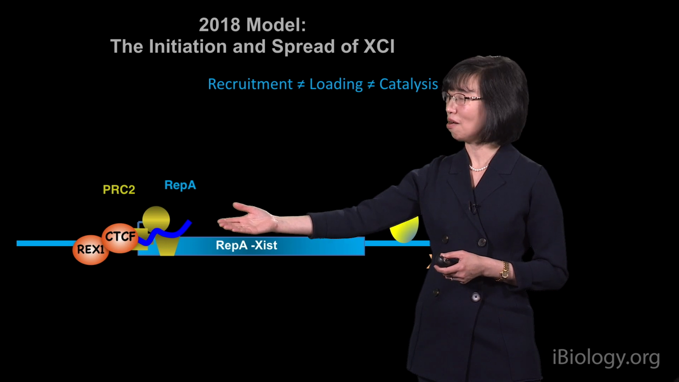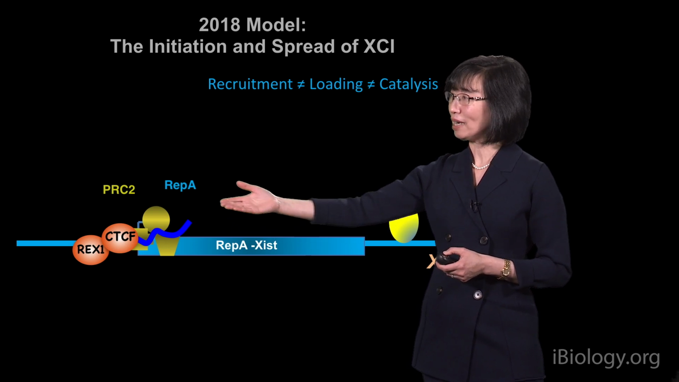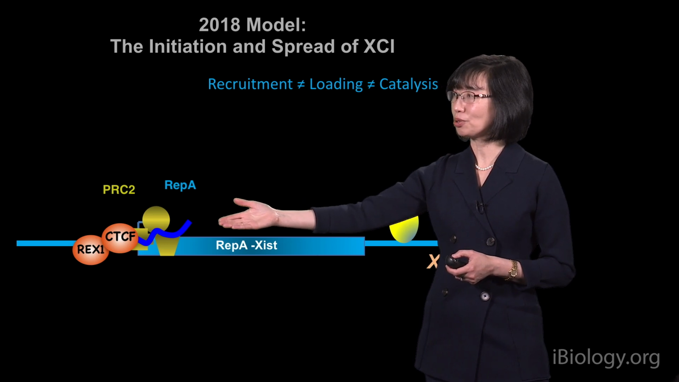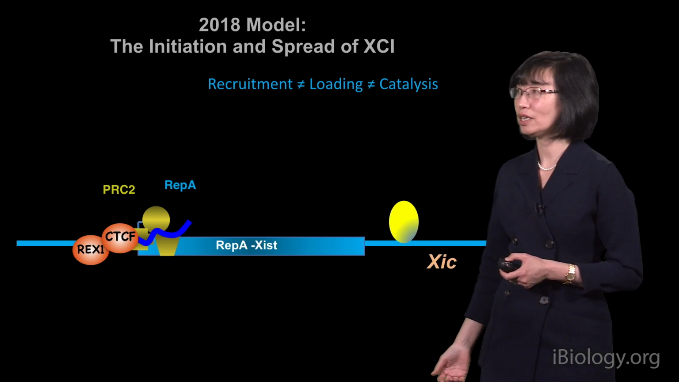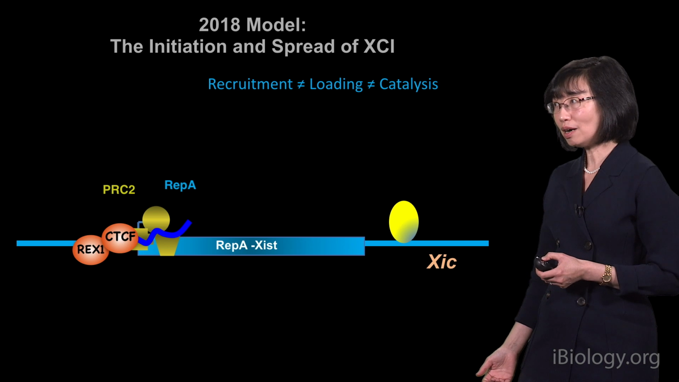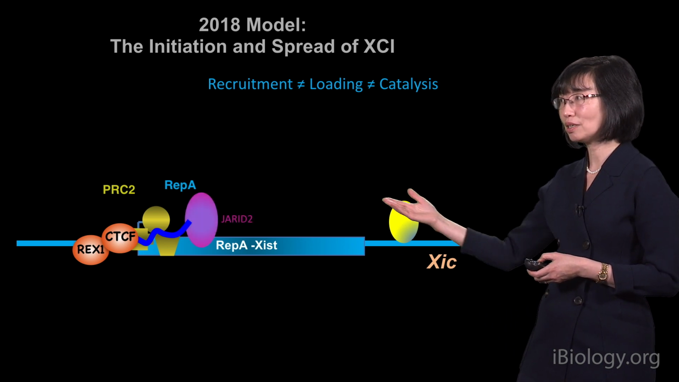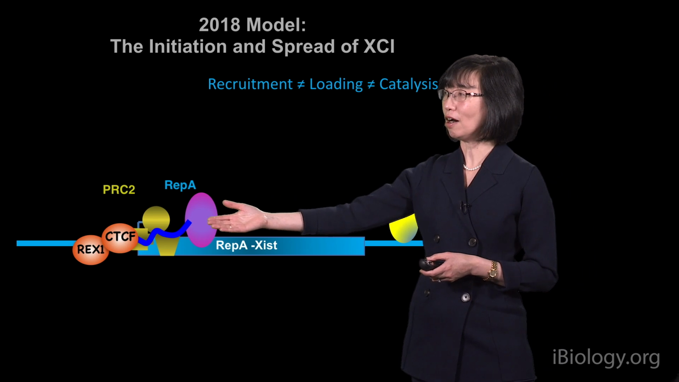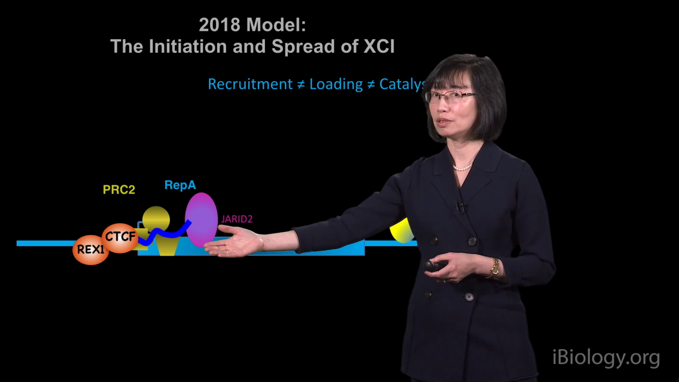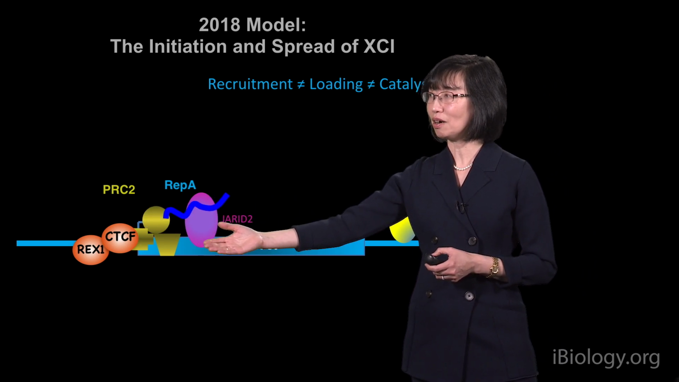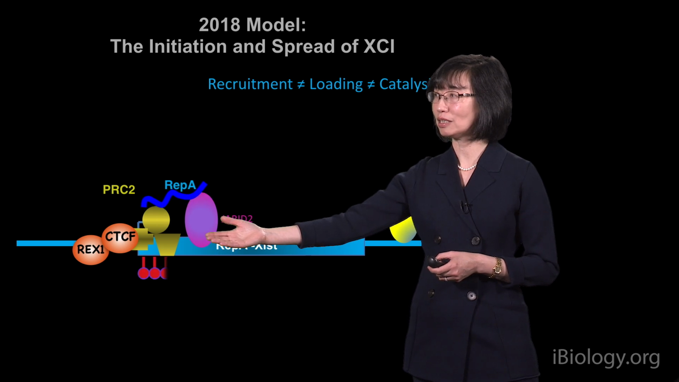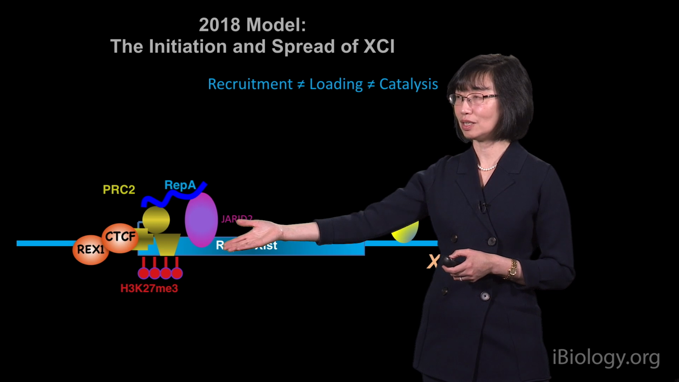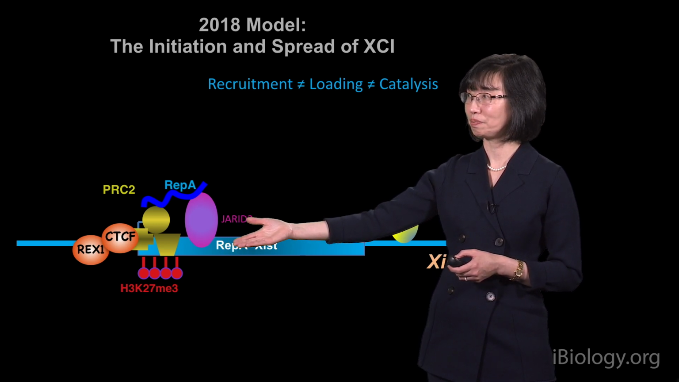All right, so then on the future inactive X chromosome, the disappearance of the antisense RNA allows PRC2 to load onto chromatin, but again, that is not enough to unleash the methyltransferase activity of EZH2. When the RNA comes into contact with the accessory subunit JARID2, the affinity of the RNA for PRC2 decreases. The RNA is at least partially dislodged, and that unleashes the methyltransferase activity of EZH2.